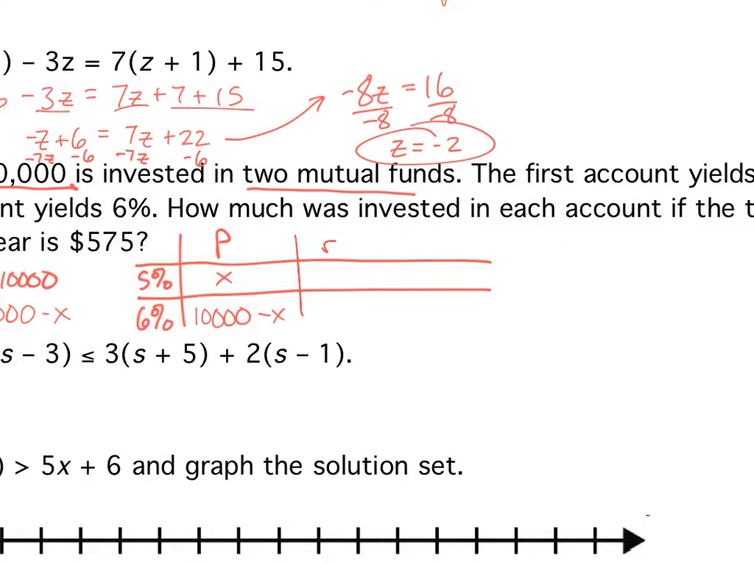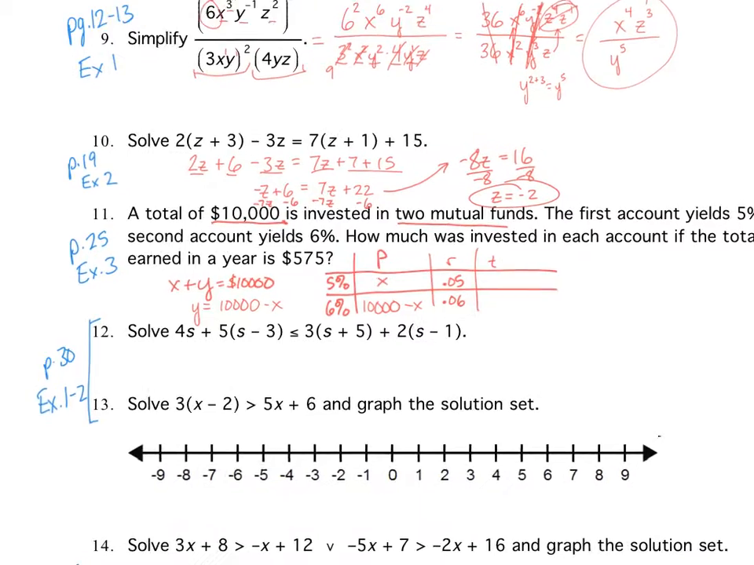Then we want the rate for each account in the second column. That's the 5% and 6%, but it needs to be written as a decimal. You write it as a decimal by dividing the percent by 100, moving the decimal over 2 places. Then we always had a column for time. That's the number of years that you're invested.